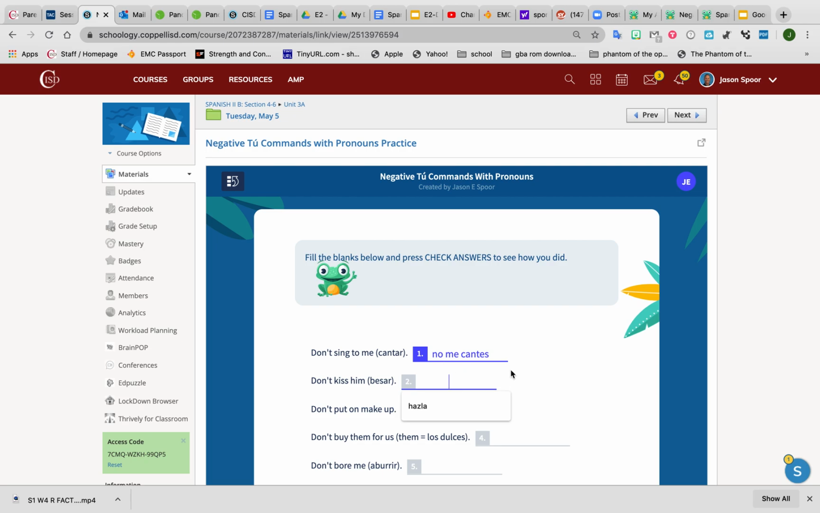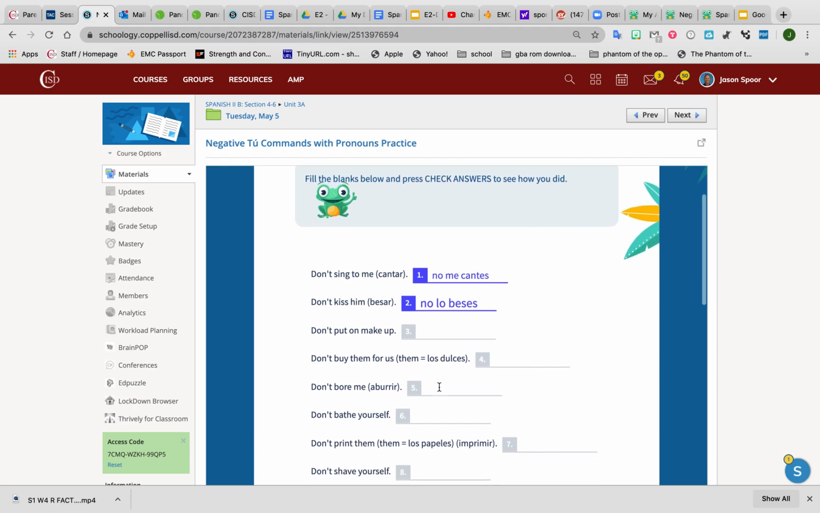Don't kiss him. Okay. So don't kiss. No. Besar. Beso, the yo form. Take off the O. It's an AR verb. So add the opposite ending. ES. Don't kiss who? Him. So no lo beses. Okay. And since it's a negative command, the pronoun goes in front. On affirmative commands, if I took away the no, I'd have to change the ending and put the pronoun on the end. So there's 2 of them.